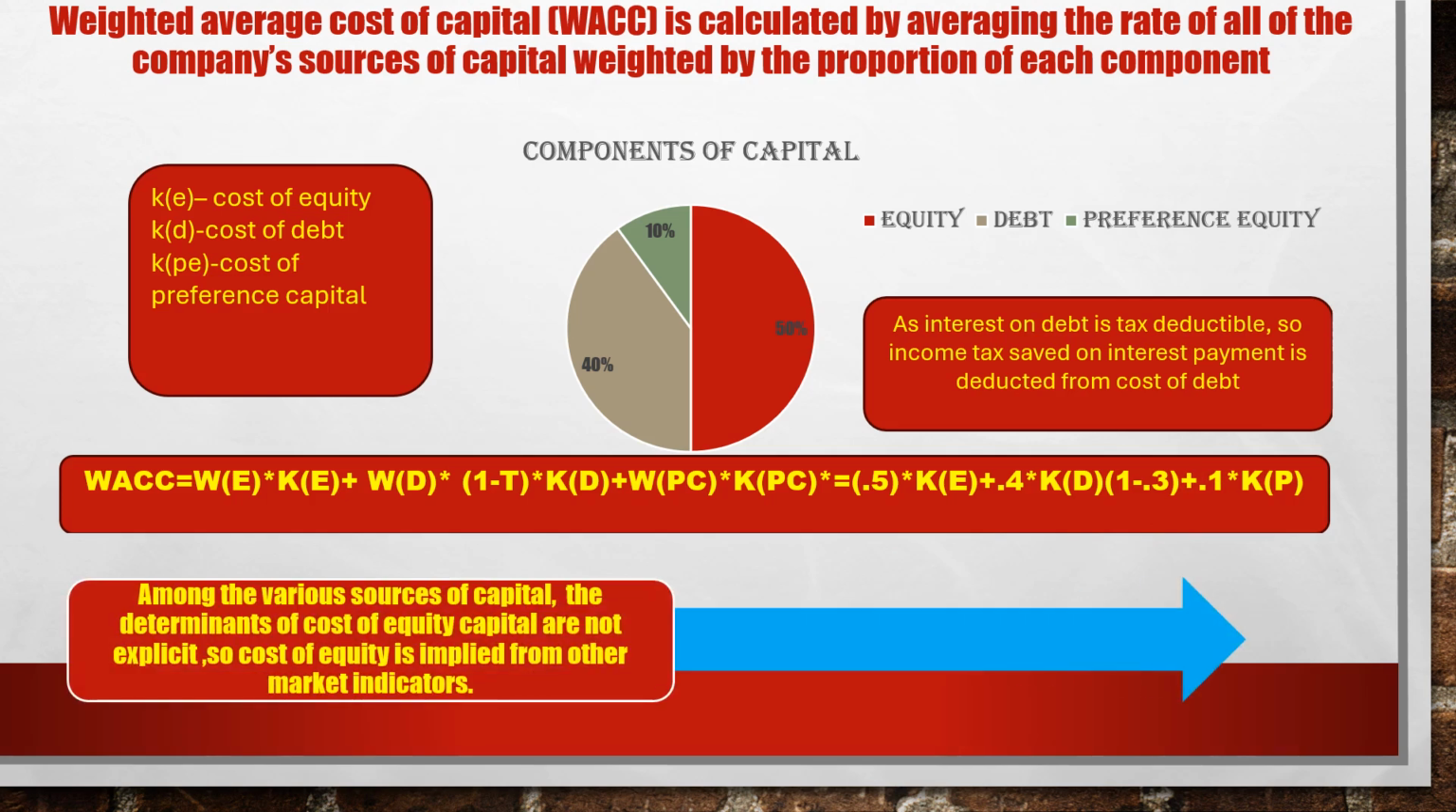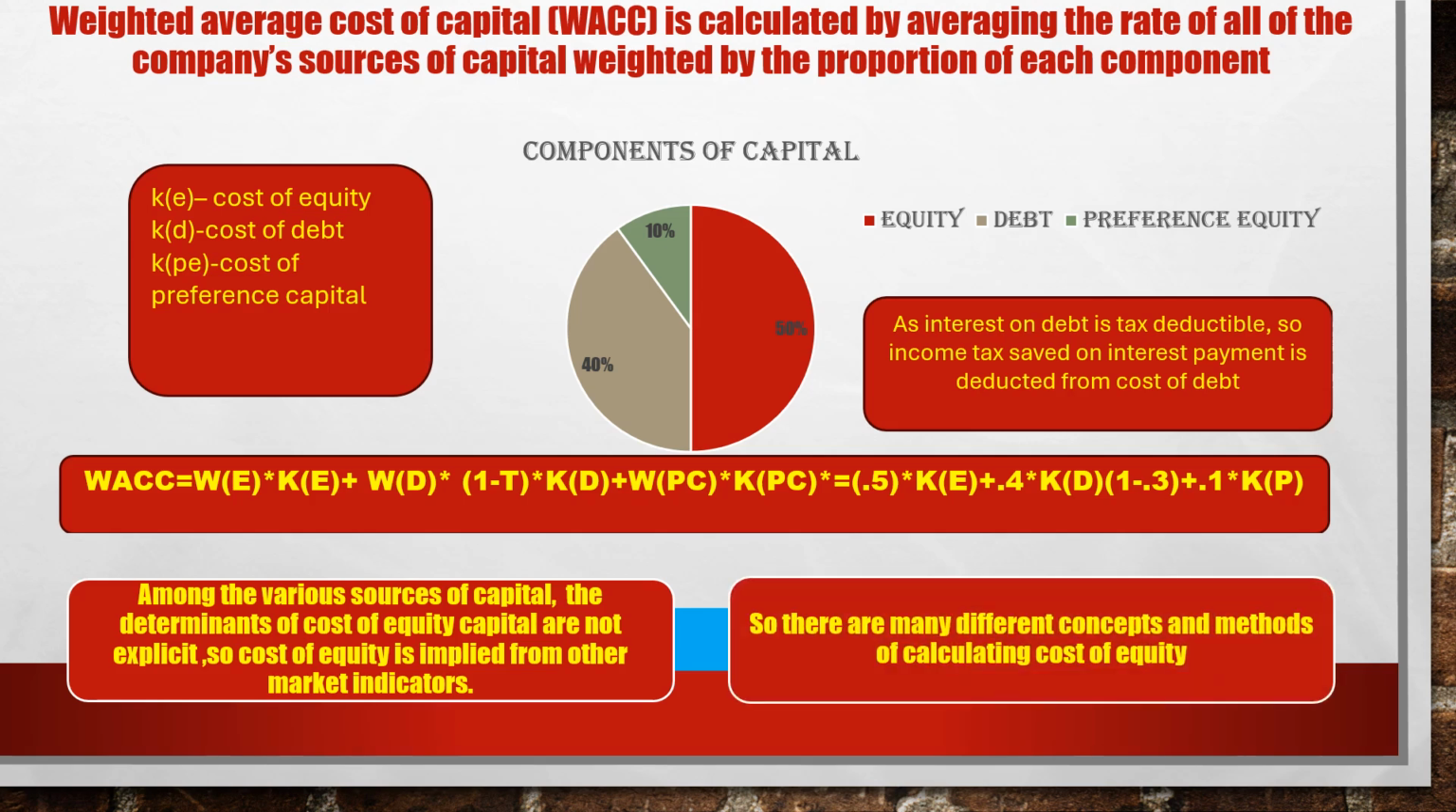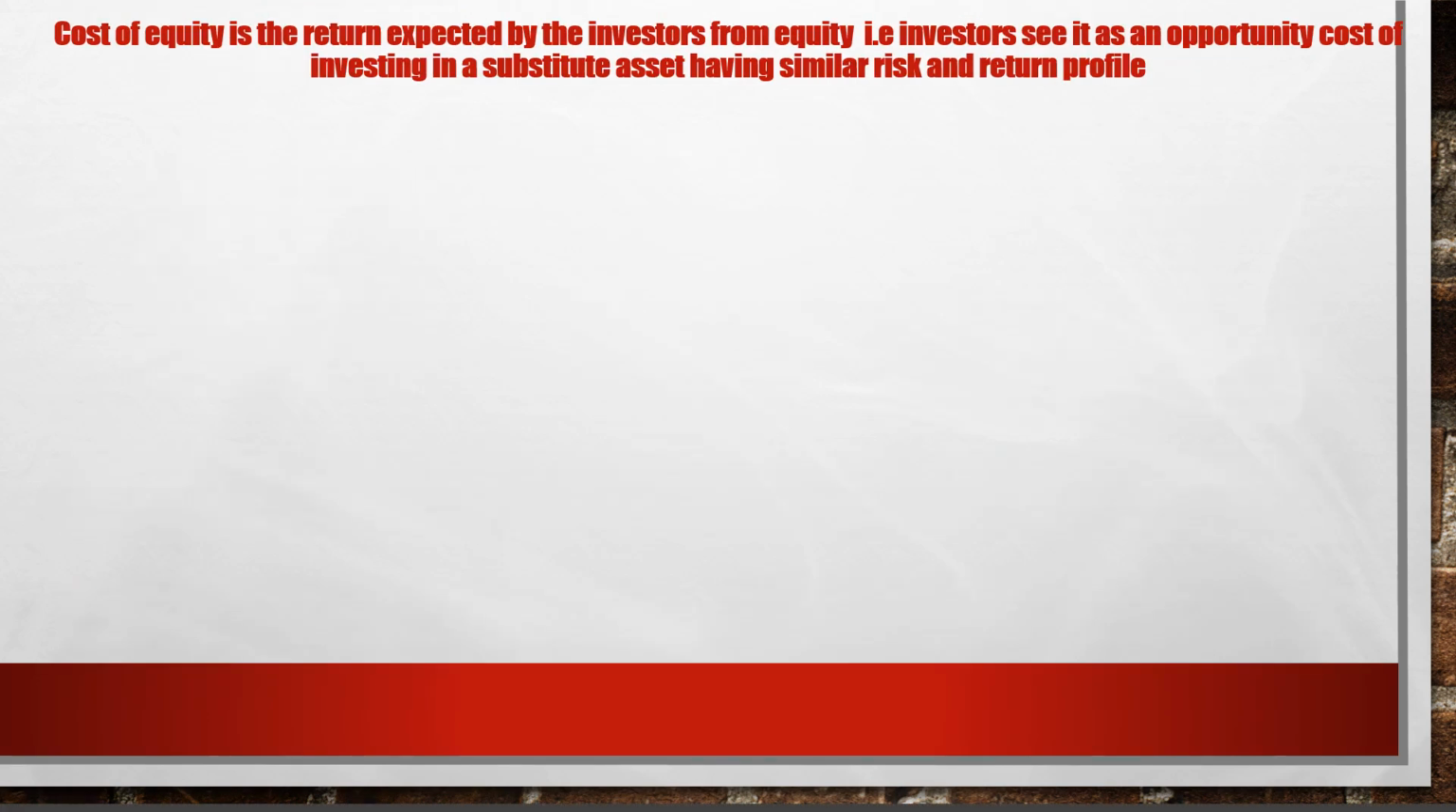Among the various sources of capital, the determinants of cost of equity capital are not explicit. So cost of equity is implied from other market indicators. So there are many different concepts and methods of calculating cost of equity. Now let's see what the cost of equity is. Cost of equity is the return expected by the investors from equity. That is, the investors see it as an opportunity cost of investing in a substitute asset having a similar risk and return profile.